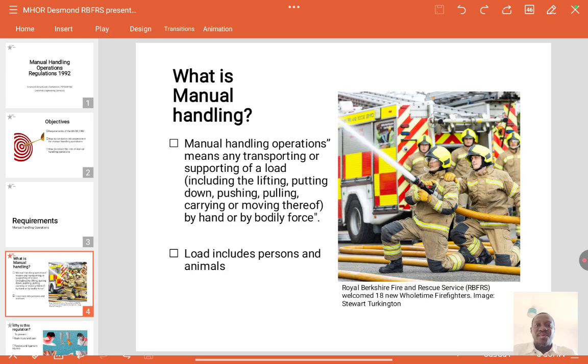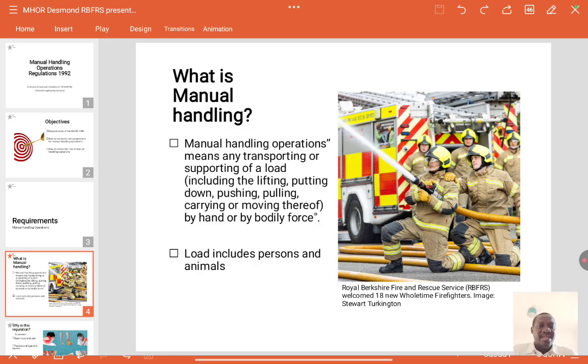We will start with defining or trying to understand what manual handling itself is. Now I just try to put a picture here which details an activity of Royal Berkshire Fire and Rescue Service workers or staff using the fire hose, and this activity is normally done by them during their operations.